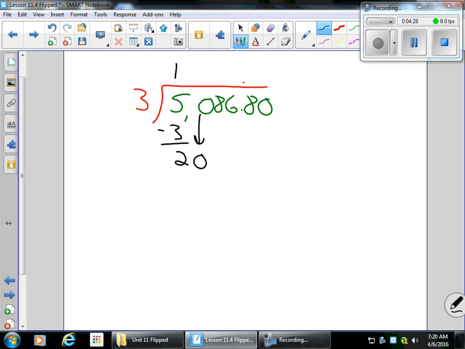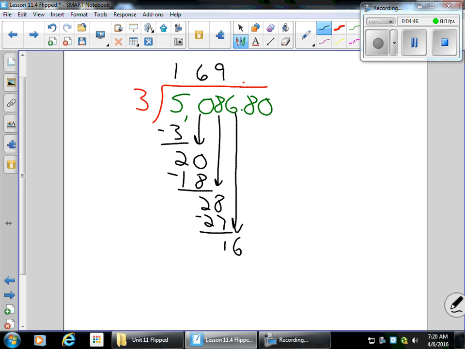How many times can 3 go into 20? 3 times 6 is 18. I'm going to subtract, get a 2. Bring down this 8. How many times can 3 go into 28? 3 times 9 is 27. I'm going to subtract, I'm going to get a 1. I'm going to bring down this 6. How many times can 3 go into 16? 3 times 5 is 15. Subtract and get a 1. I'm going to bring down this 8.